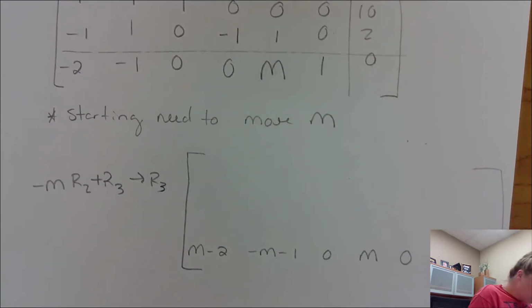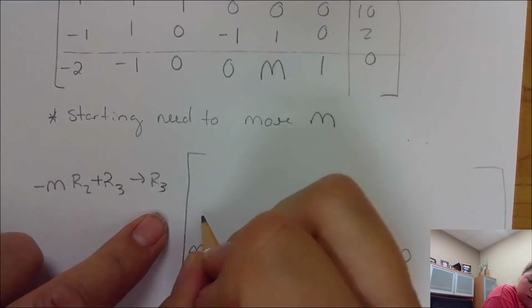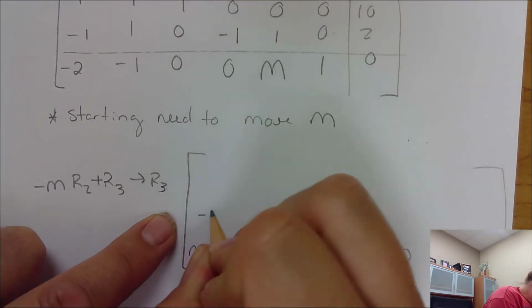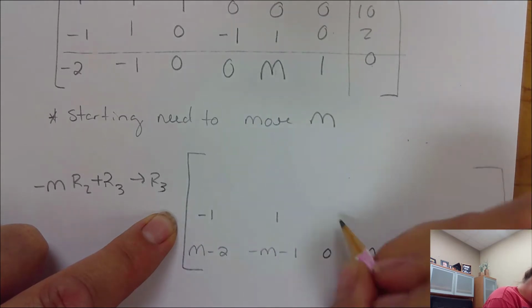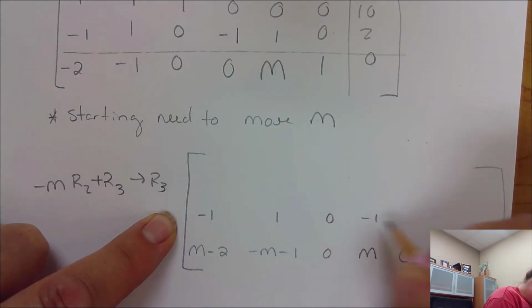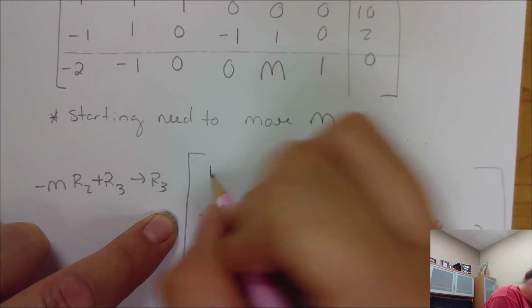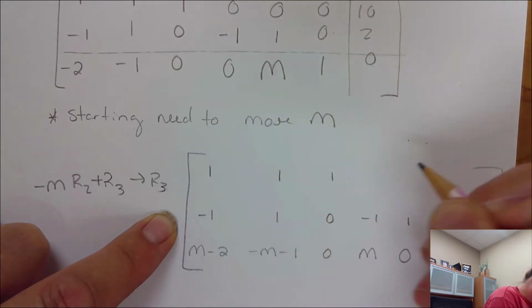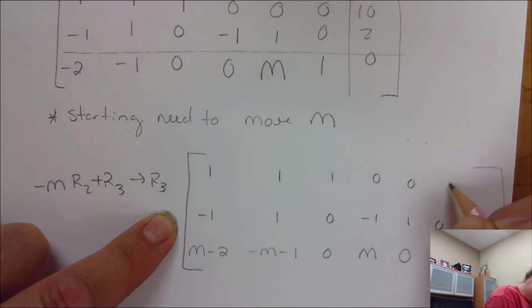All right, so did we change anything else? No. So we're going to write those in: negative 1, 1, 0, negative 1, 1, 0, 2, 1, 1, 1, 0, 0, 0, 10.